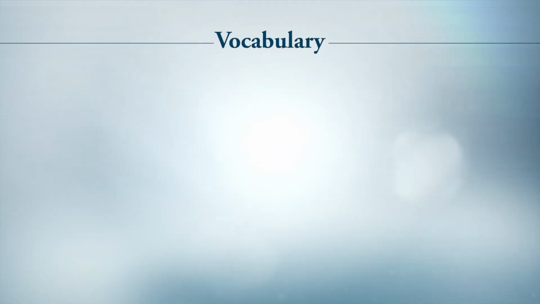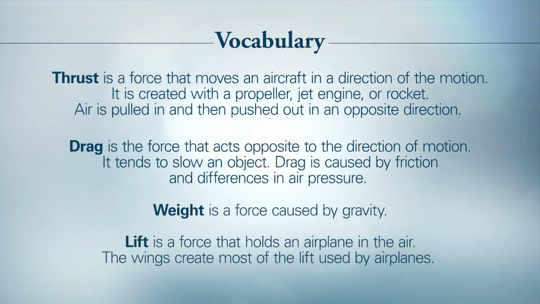Thrust is a force that moves an aircraft in the direction of the motion. It is created with a propeller, jet engine, or rocket. Air is pulled in and then pushed out in an opposite direction. Drag is the force that acts opposite to the direction of motion. It tends to slow an object. Drag is caused by friction and differences in air pressure. Weight is the force caused by gravity. Lift is the force that holds an airplane in the air. The wings create most of the lift used by airplanes.